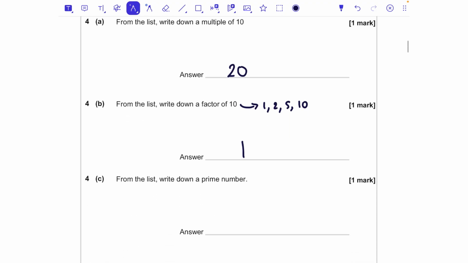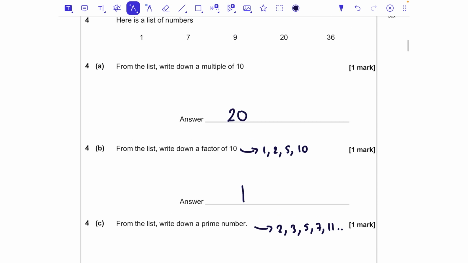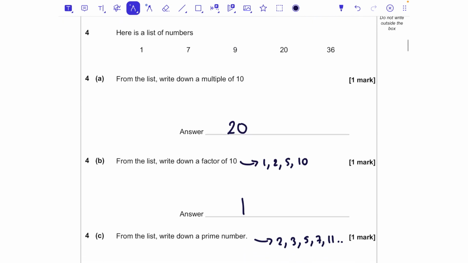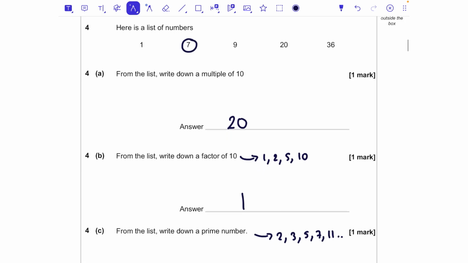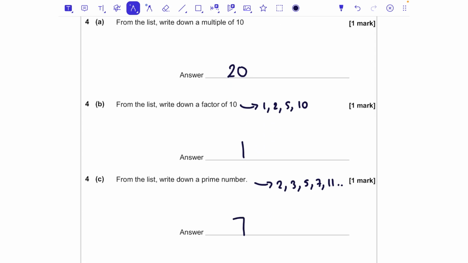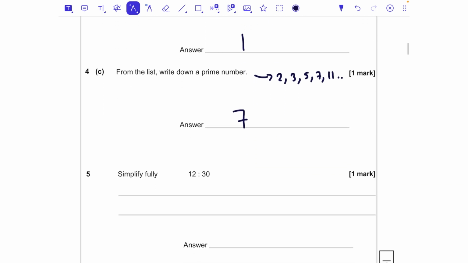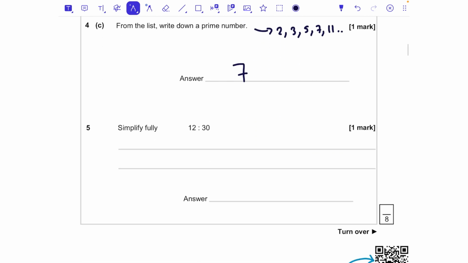For part C, from the list, write down a prime number. Our prime numbers are 2, 3, 5, 7, 11 and so on. So from the list we're looking for a prime number, and it's not going to be 1, it's going to be 7 there. 1 is not a prime number. It's a really common question that I get. A prime number has to have 2 factors, 1 and itself, and 1 only has 1 factor. So that's not a prime. 7 is your prime number there.